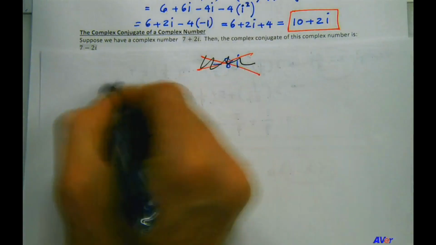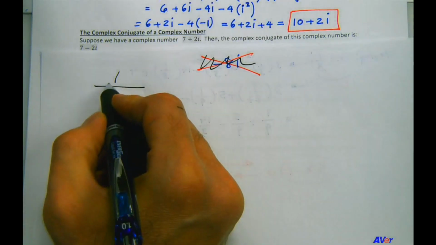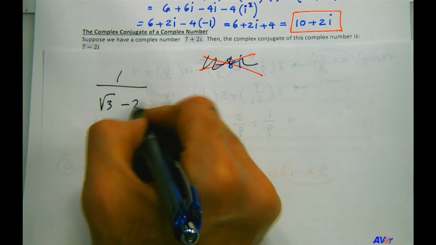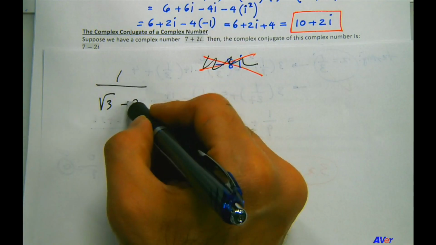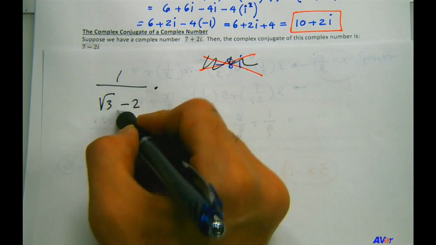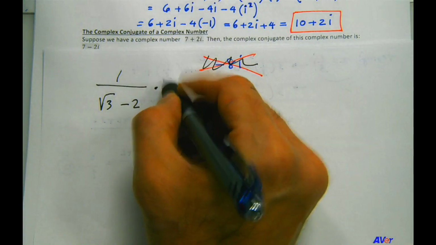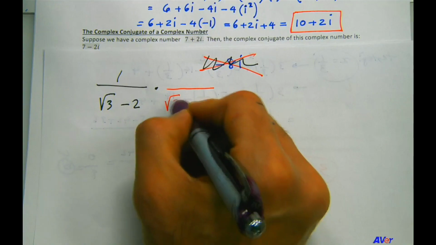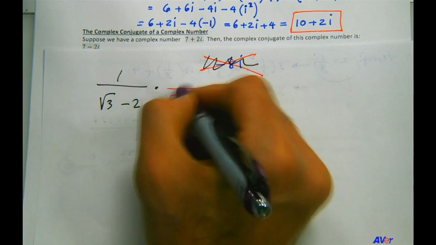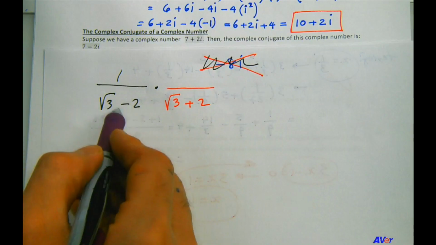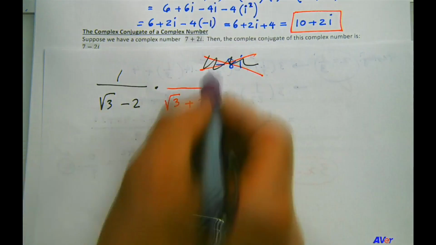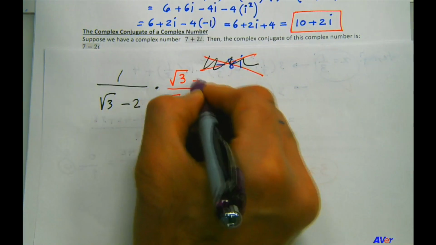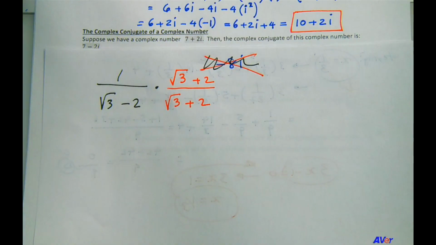So remember when we had, say, 1 over square root of 3 minus 2, we would have to rationalize this, right? How would we rationalize the denominator? We would multiply the denominator by square root of 3 plus 2. And we couldn't just multiply the denominator and not do the same thing to the numerator, right? So we'd have to multiply the numerator by square root of 3 plus 2 also.